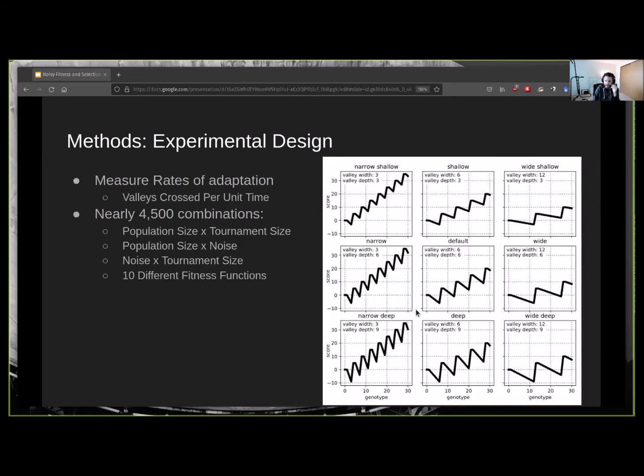And the way that we went about looking at this is we have 9 fitness functions, which vary in their deceptiveness. We can change the width, in terms of the number of mutations of the valley, and we can also change the depth, in terms of the fitness penalty for going down into the valley. And then we combined this with a large parameter sweep of population size, tournament size, and different amounts of noise added after the evaluation on the fitness.